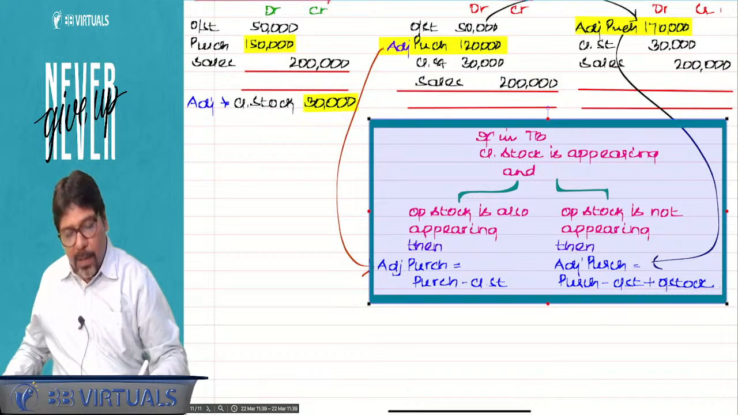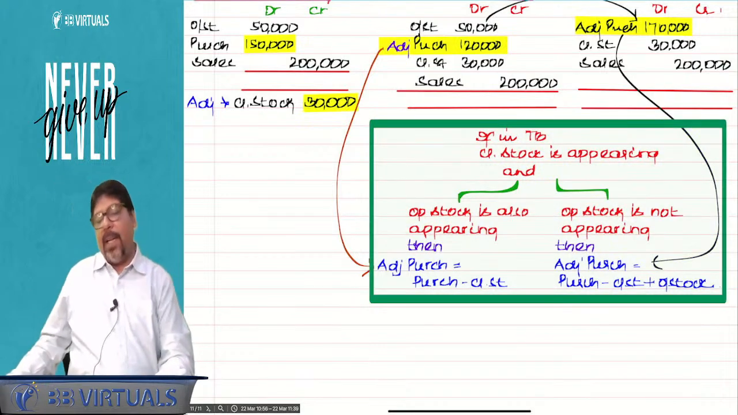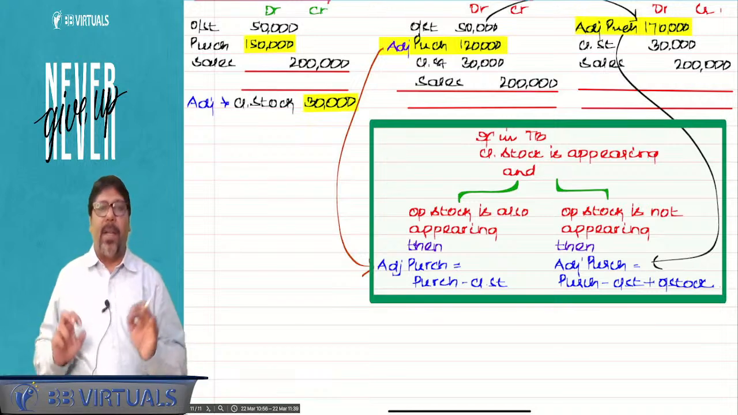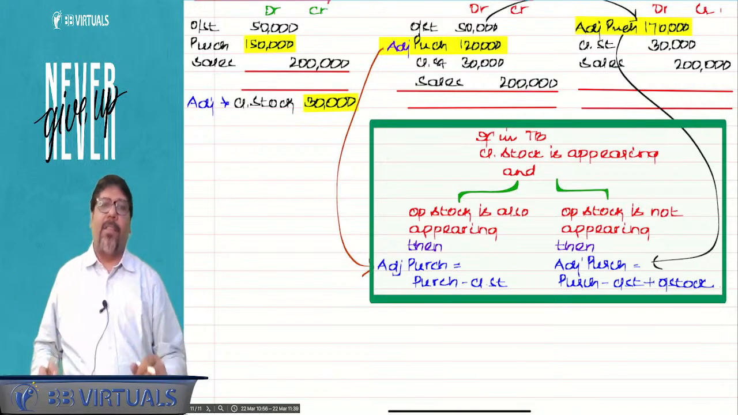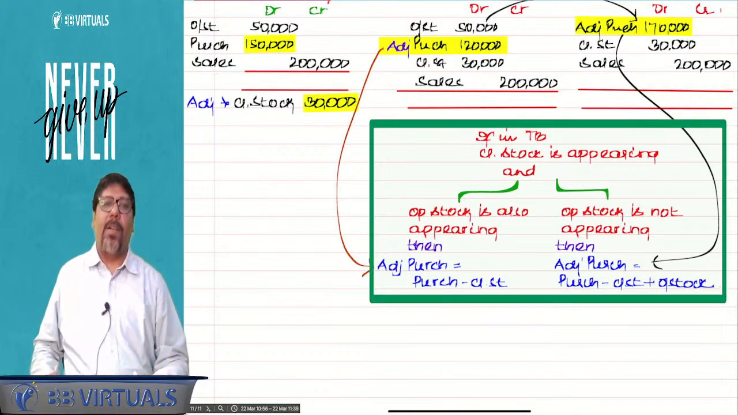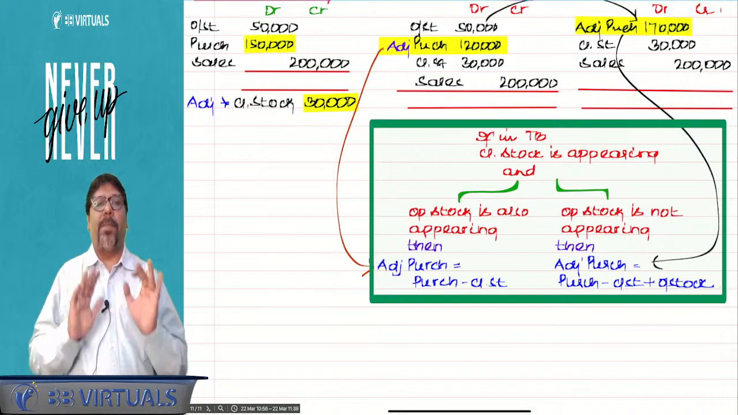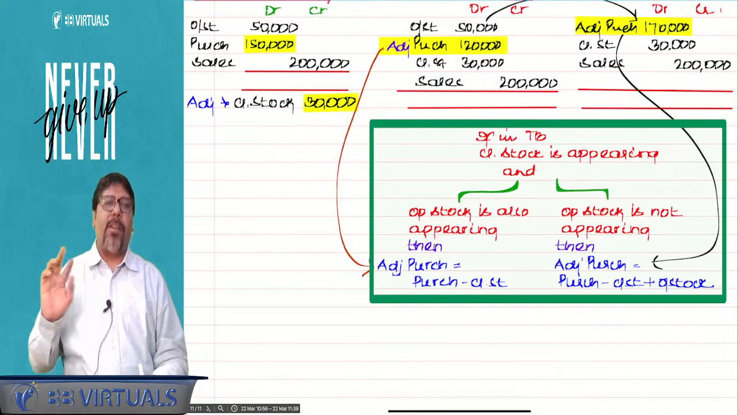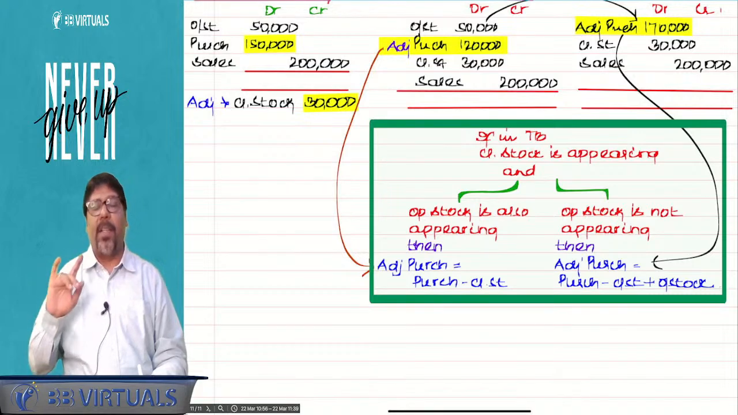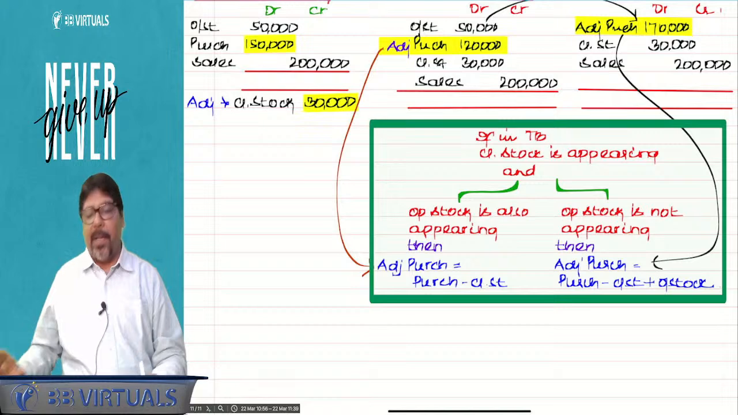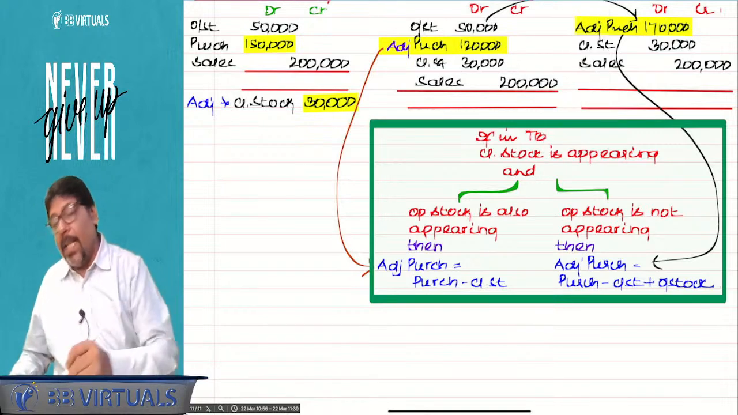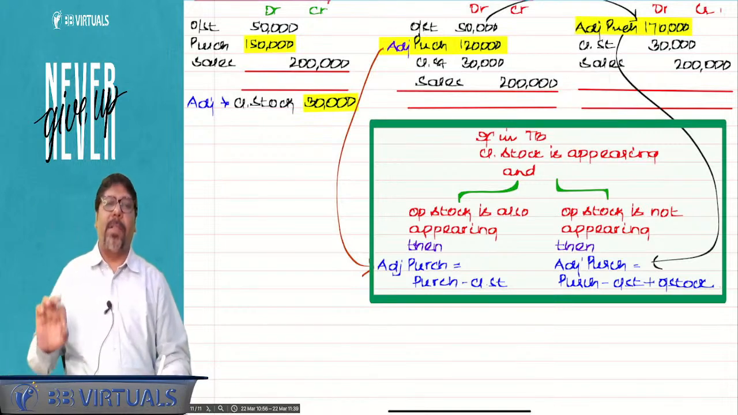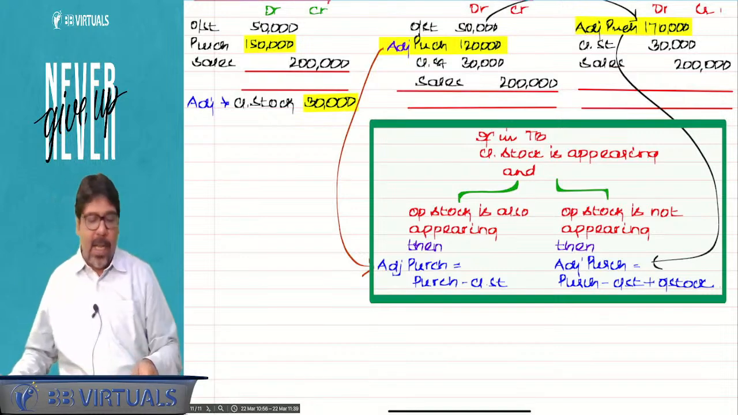This formula you will remember: if in the trial balance closing stock is appearing and opening stock is also appearing, then adjusted purchase is equal to purchase minus closing stock. If in the trial balance closing stock is appearing and opening stock is not appearing, then adjusted purchase is equal to purchase minus closing stock plus opening stock. Am I clear? Yes or no?